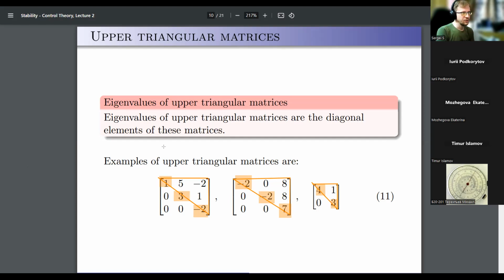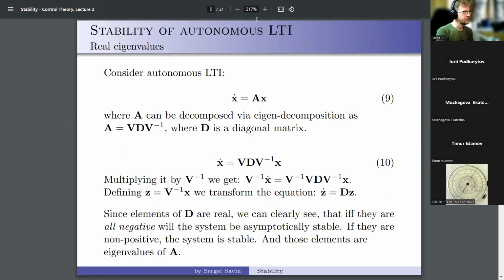In a second, I will show you how we can prove this property without requiring this decomposition. Like the fact that eigenvalues on the diagonal influence the stability, we can prove it here without resorting to the proof on the previous slide. But let me first answer a question of Ekaterina.